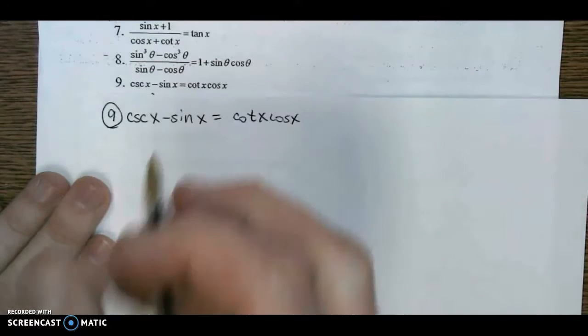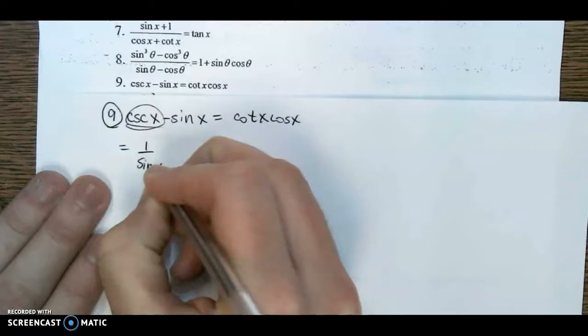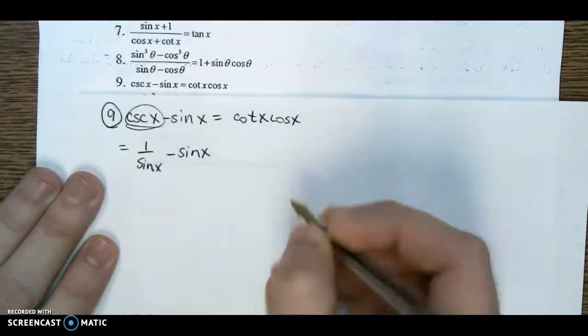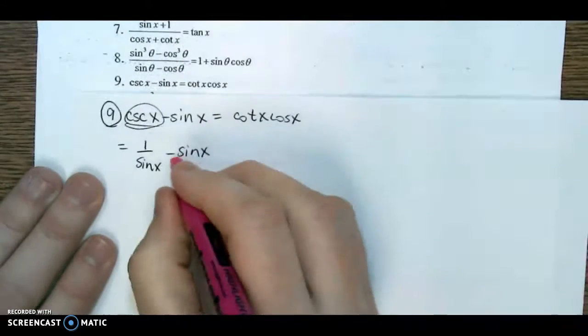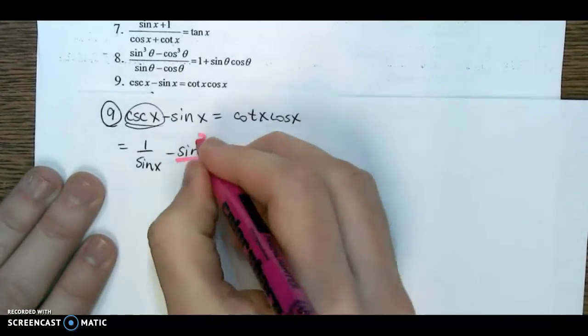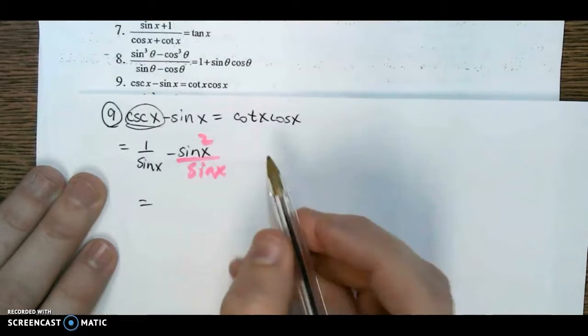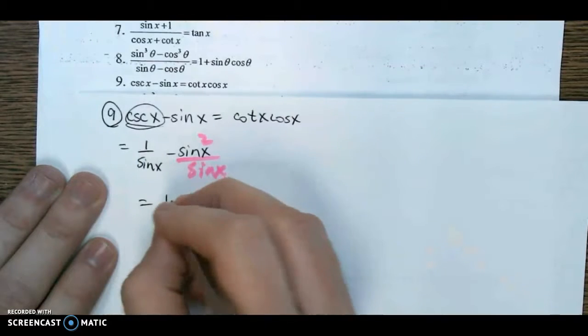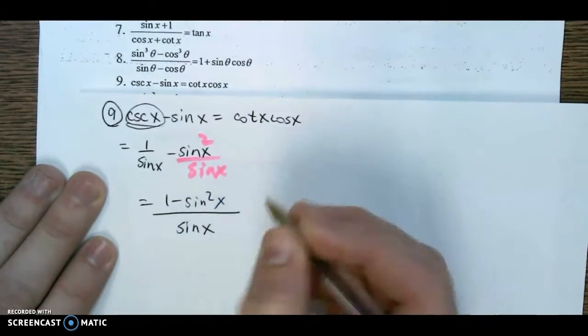In number 9, I'm going to go ahead and change cosecant into 1 over sine, its reciprocal. Then I'm going to get a common denominator, which means I'm going to put sine on the bottom, but that's going to make sine squared since you have to put sine also on top. So then what we'll see is we have 1 minus sine squared on top over common denominator sine.